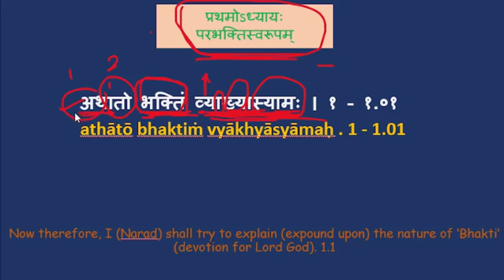Now, the first word is called atha, atha. The atha word has so many meanings. What is the meaning of atha in Yoga Sutra? Anyone? First line: Atha ato yoga anushasana. What is the meaning of atha?